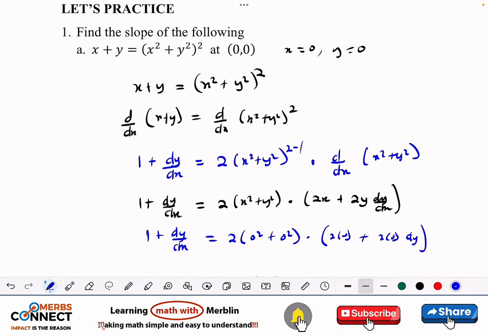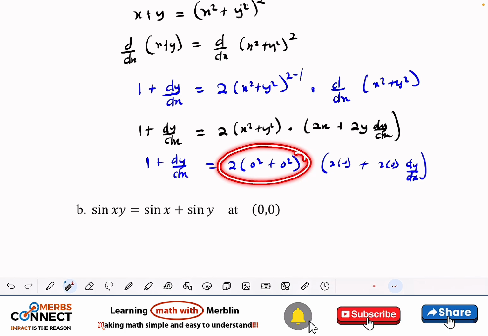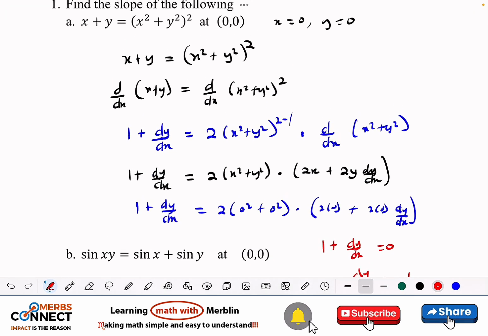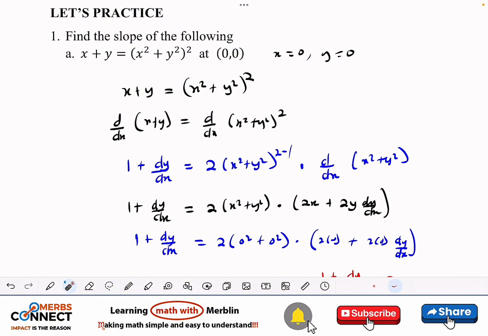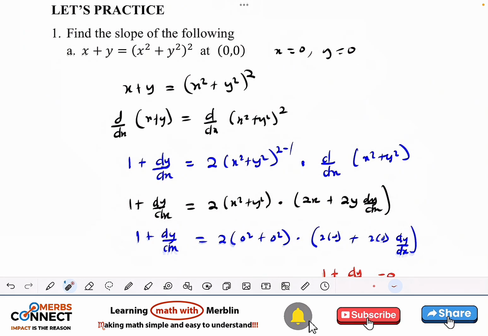And guess what is going to happen from here? Since this is 0, when I multiply, I get 0, it will multiply everything here, so everything will go to 0. So I'm going to have 1 plus dy over dx to be equal to 0. So the slope from here at the point 0, 0 is basically equal to -1. So that is basically how we need to do that. But assuming that the point was not given, then here we need to simplify by making dy over dx the subject. So that's the first one.